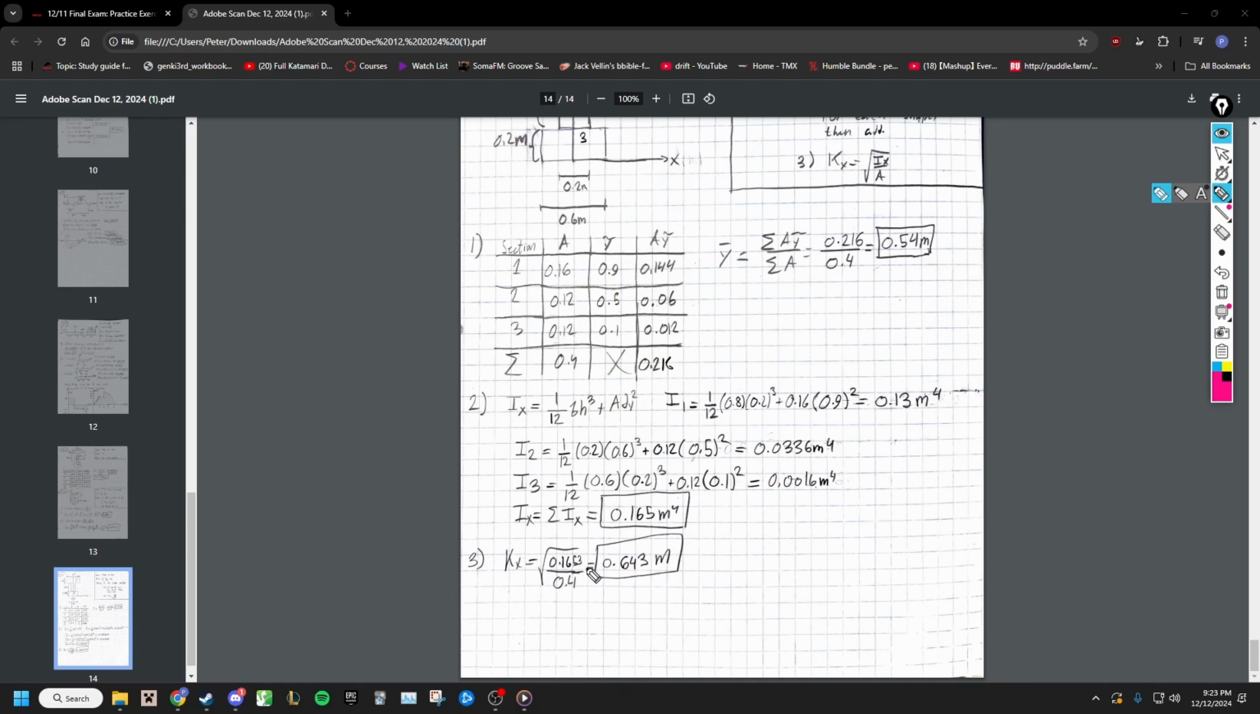Now for the k of x, you just plug in k of x equals the square root of Ix over A, and that's all there is to it. You just plug and chug, and we find that it is 0.643 meters.